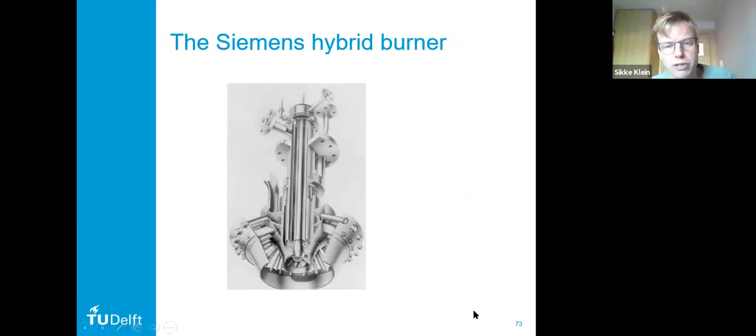So this is the Siemens burner. You see here, this is actually the standard Siemens burner. So you see the inlet fuel injectors, you see the contraction, and there's some time here to mix the fuel and the air. And in the center, you have the pilot burner to stabilize the flame.